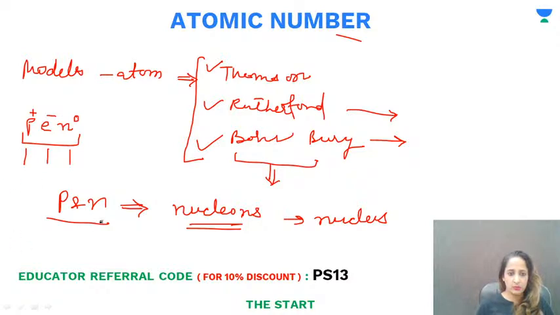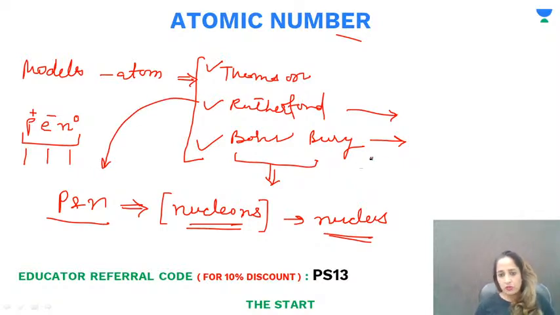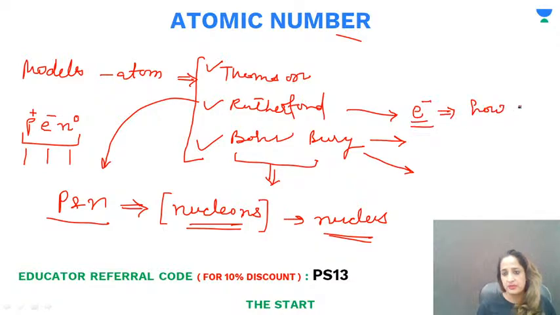Together protons and neutrons are called nucleons, and they are present in the center, which is called the nucleus. Okay, so this was from Rutherford's model. Now we came to know what was Bohr and Bury's contribution. What did they tell us? Rutherford was not able to tell us about electrons. He was not able to tell us how these electrons are placed.